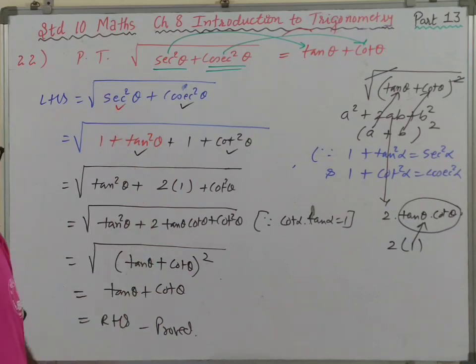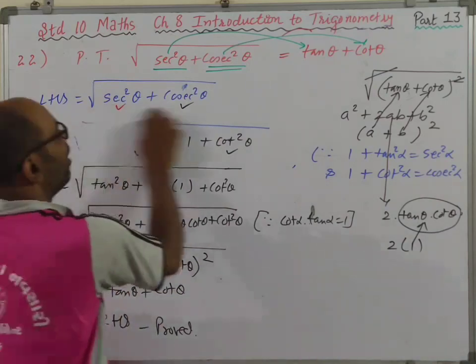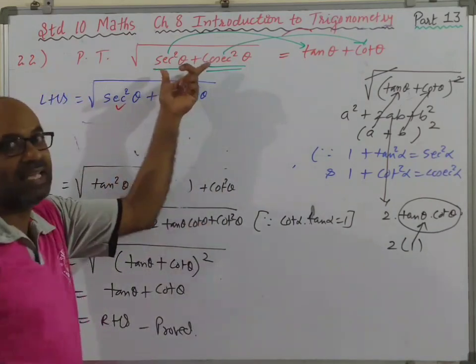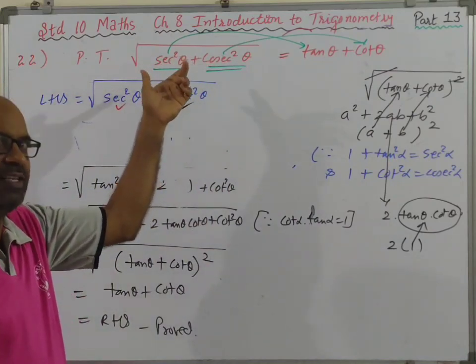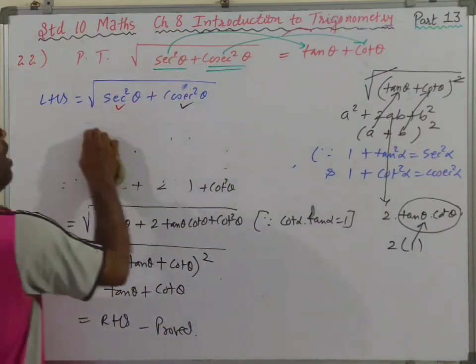Now we'll see that other method where we are transforming everything into sine and cos. But as I said, I'll be doing only the left hand side and get result 1 only.